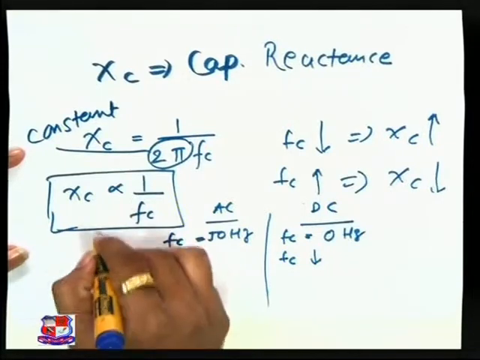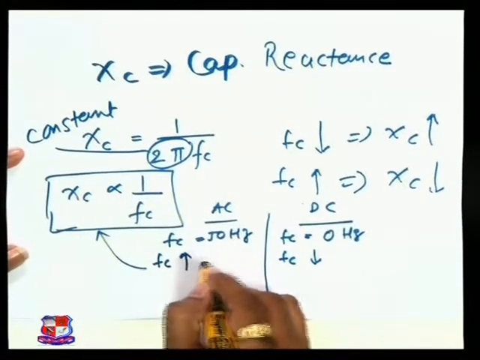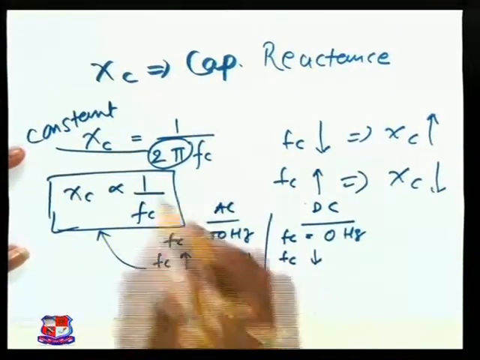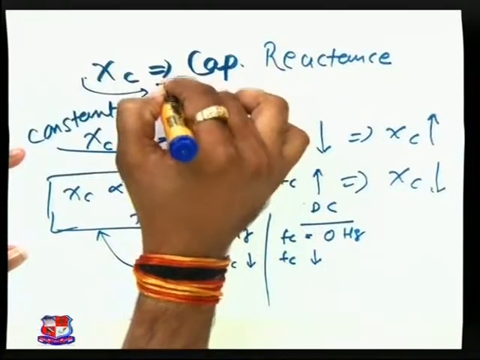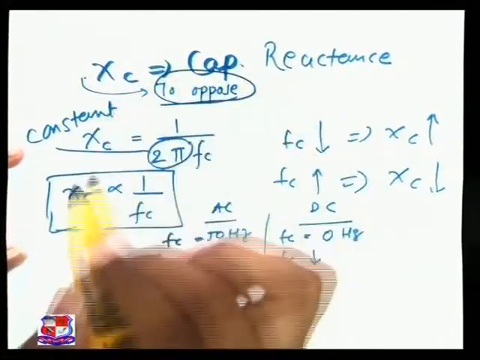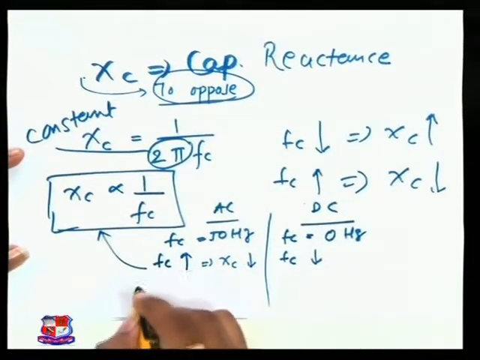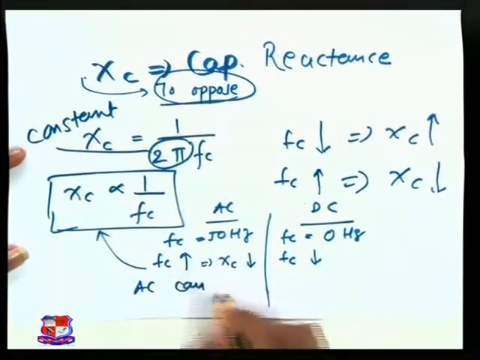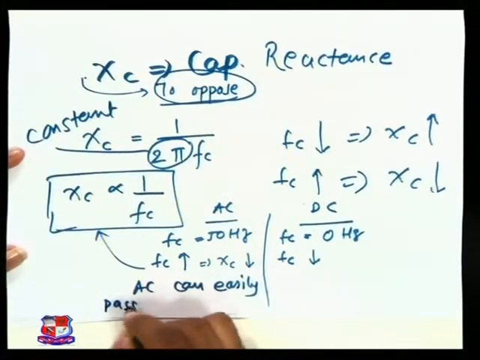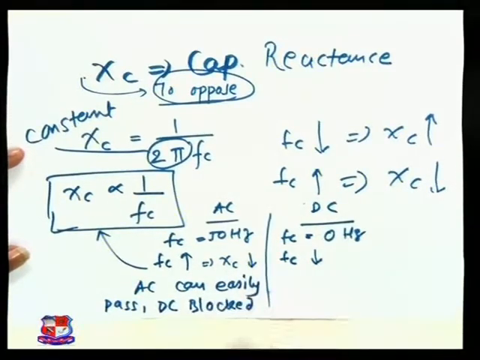So compared to DC, AC has the higher frequency, and in comparison with AC, DC has the lower frequency. Now using that expression, we can see that if the value of Fc is higher, it means the Xc is very low, and Xc is nothing but the property to oppose. So the reactance for opposing is very low. It means AC can easily pass, where DC is blocked in the capacitor.